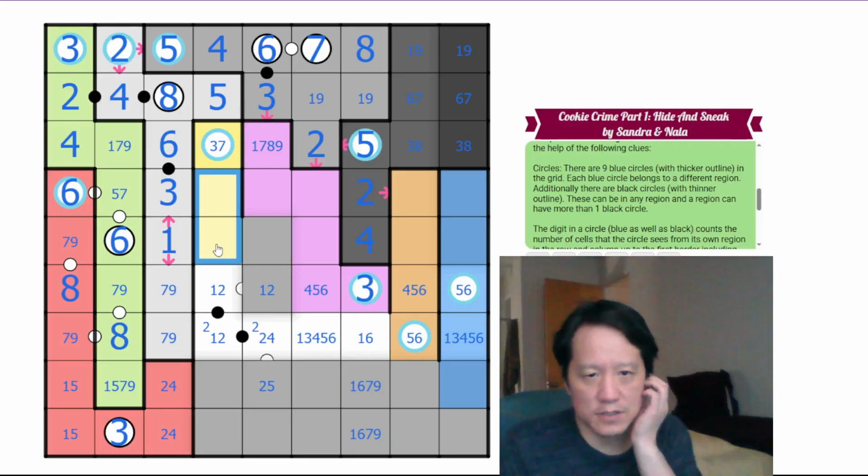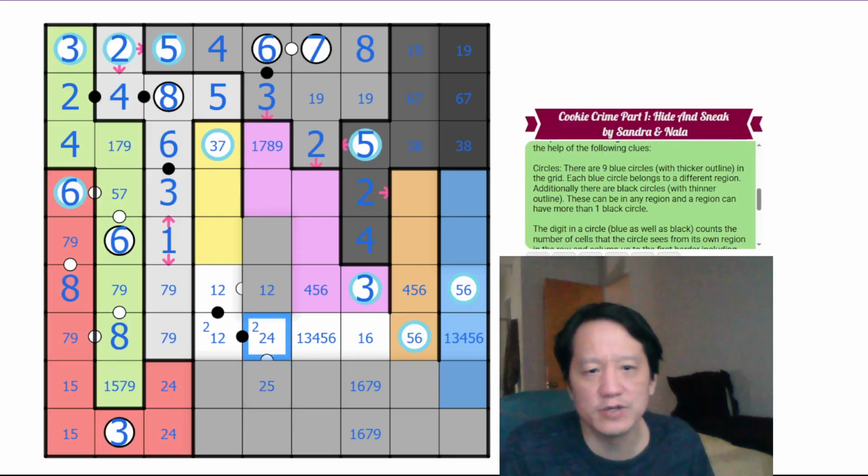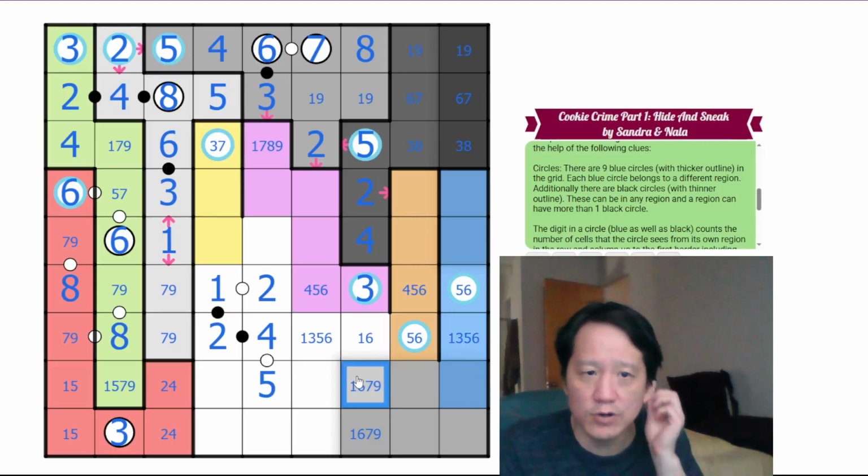Remaining digits of... Okay, we know 2 is one of those. This cannot be 2 and 2. So this must be 4 and 5 to be consecutive. So we have 4 and 5, which is in a 1-to-2 ratio with 2, which is in a 1-to-2 ratio with 1, which makes that a 2. Okay, so this cannot be 4. This can't be 4.